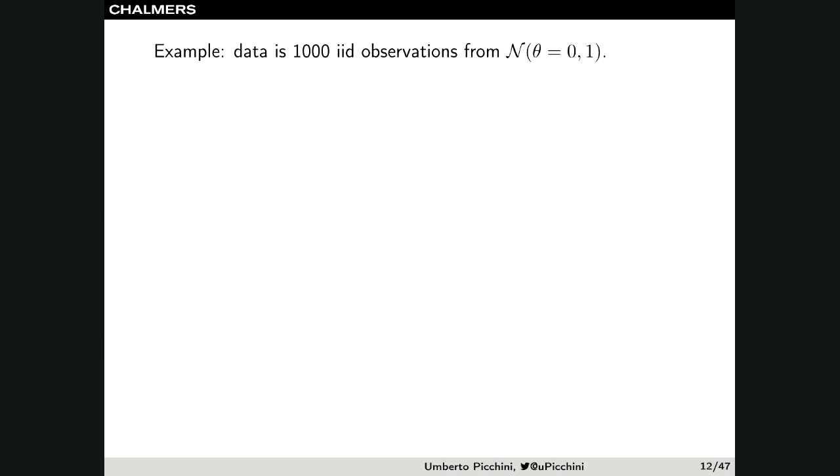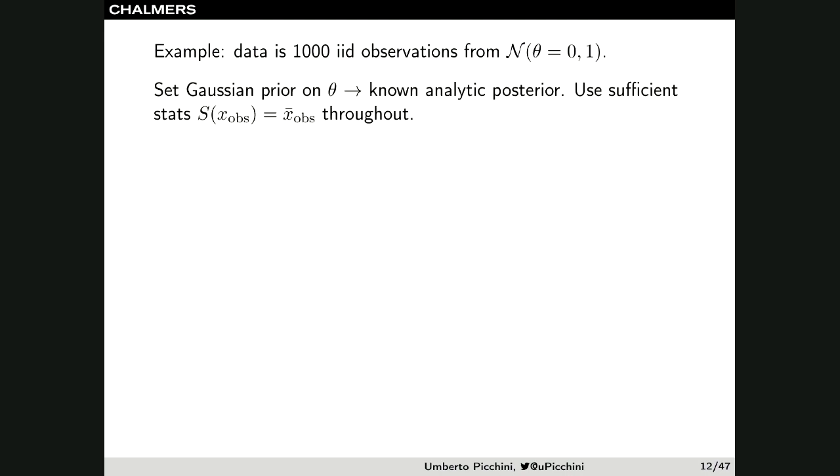Now let's illustrate this concept on a super trivial case study, but it's going to be useful anyway. We generate 1,000 observations from a Gaussian with known variance and mean theta equal to 0. We want to infer theta. And we set a Gaussian prior, so we have a posterior known in closed form. We also have sufficient statistics. So this is the ideal case study.